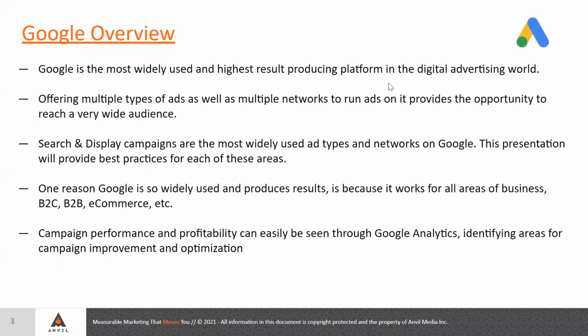So let's start off by going over some really fun facts about Google. Google is the most widely used and highest result producing platform in the digital marketing world. With several different types of ads being run across multiple networks, Google is able to reach a very wide audience. The most common ad types are search and display, and we'll dive into some best practices on how to use each one soon. The reason why Google is so successful at driving results is because it works in all areas of business, from business to consumer, business to business, e-commerce. Google can do it all.